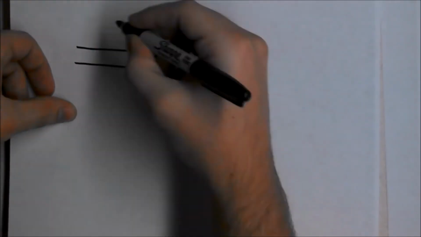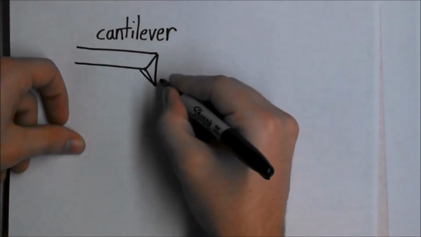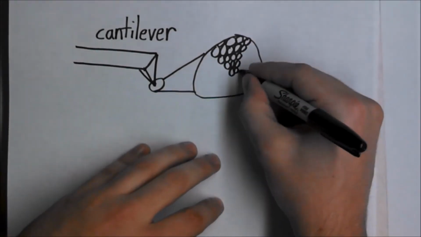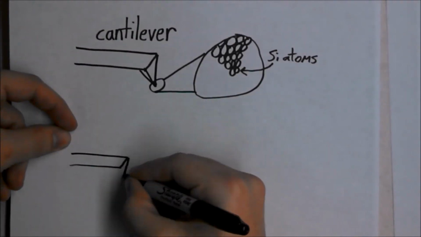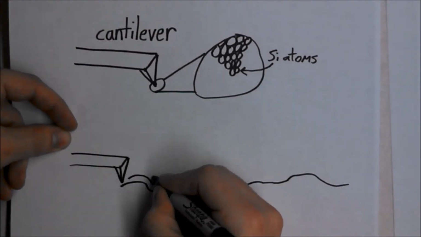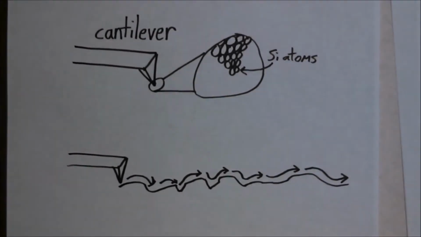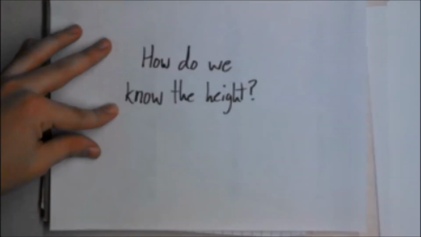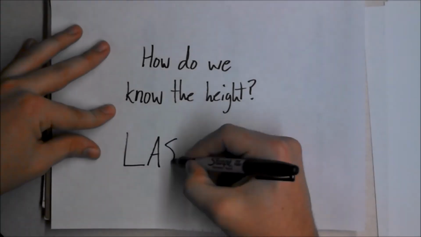Well, it uses a really sharp probe tip called a cantilever. How sharp is it? At the very tip, it's only a few atoms across. And this tip is scanned along a surface, and it travels up and down, recording the altitude at each height. But how do we know the height, since we don't have GPS satellites to track it as it goes?